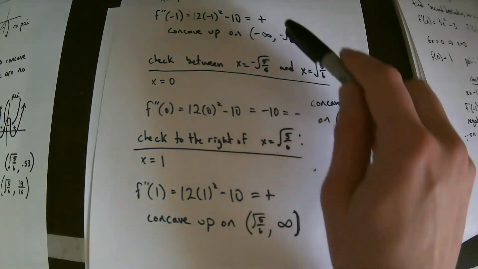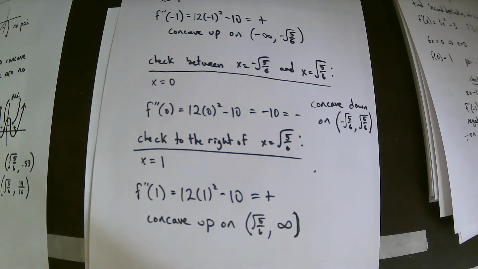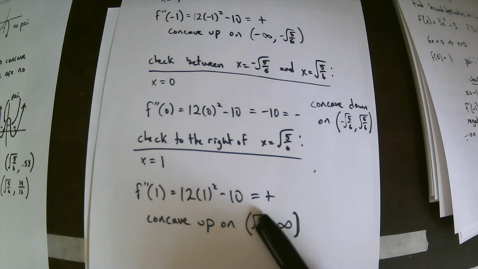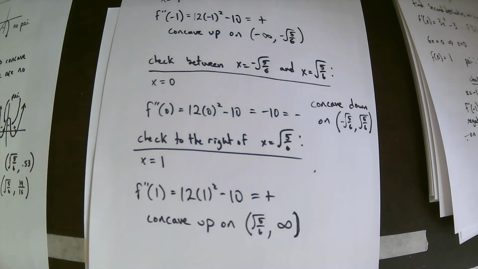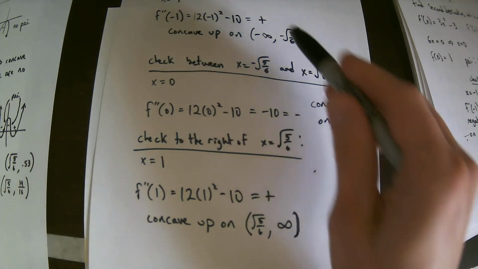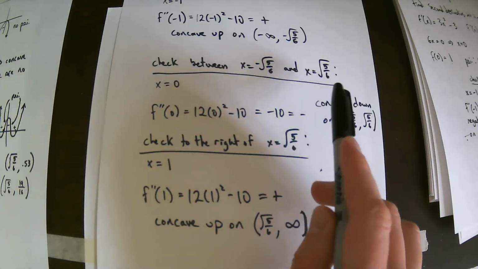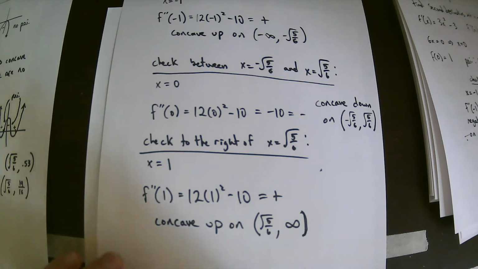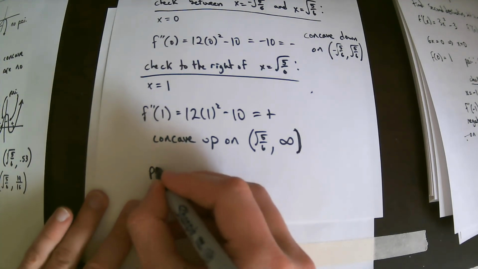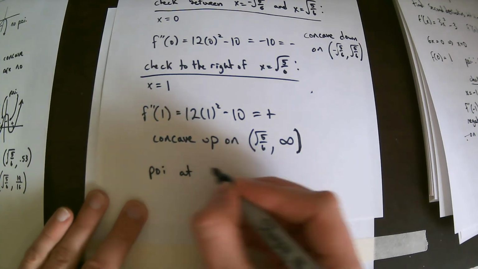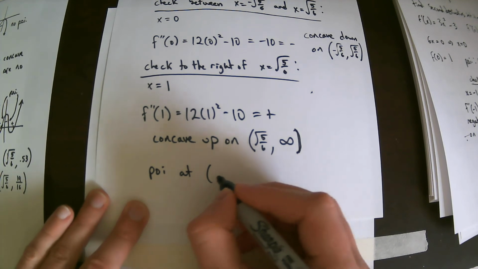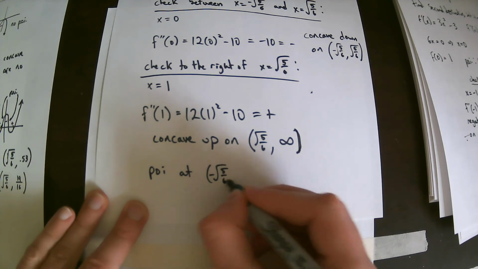So you should always do this check, because if the sign stays the same, there wouldn't be a point of inflection there. But since the sign does change between both of these, positive, negative, to positive, we do have points of inflection for sure at these 2 points.